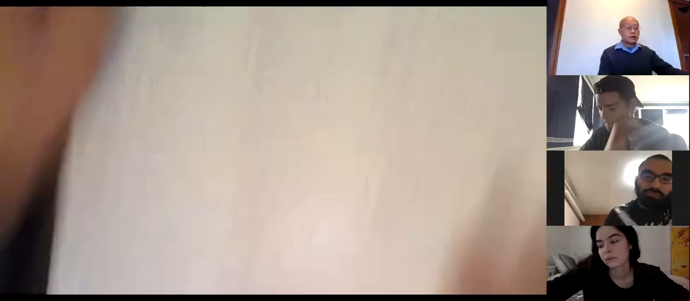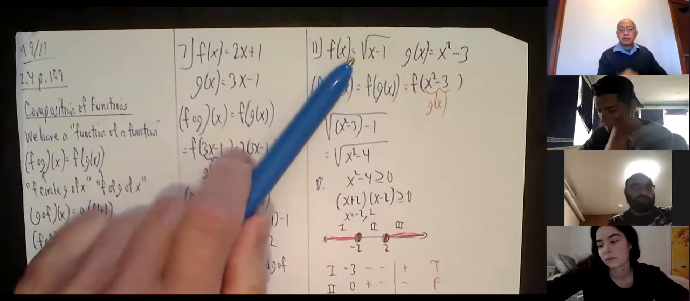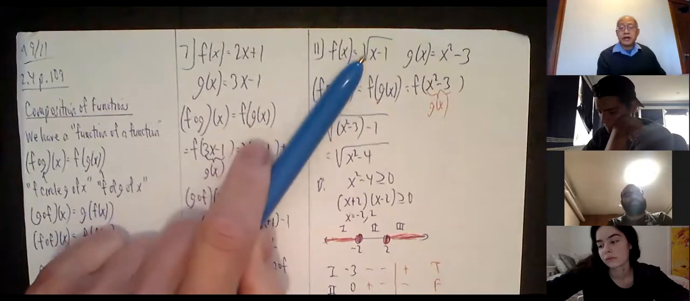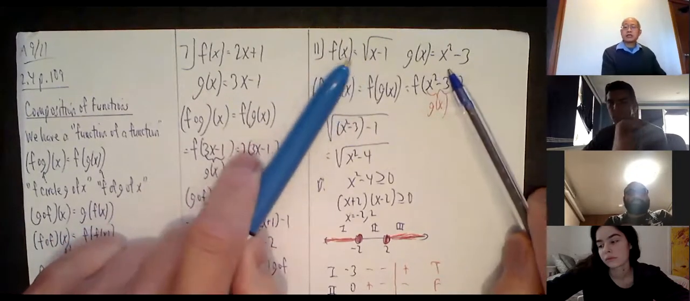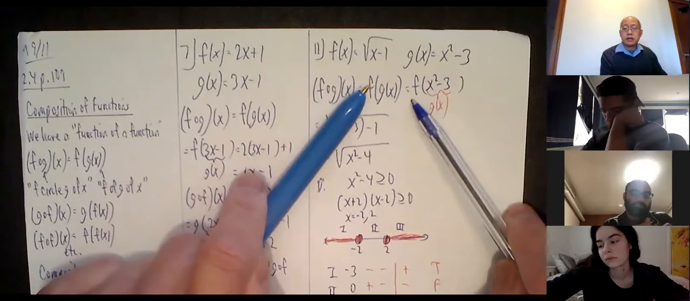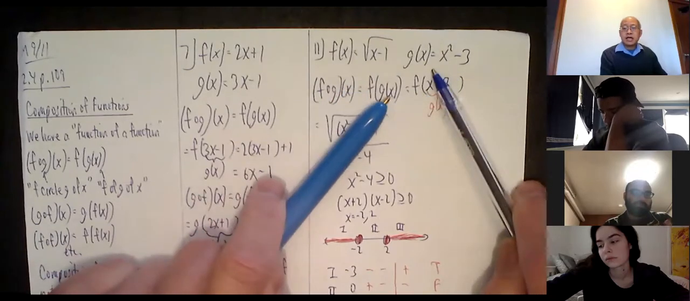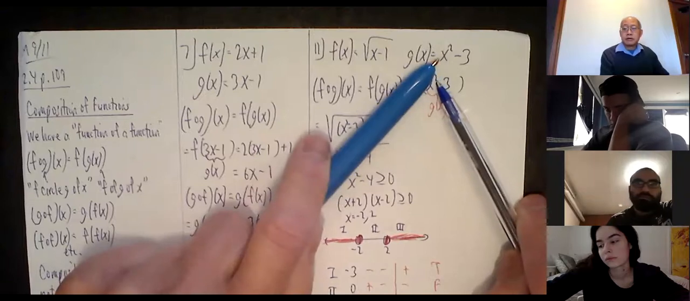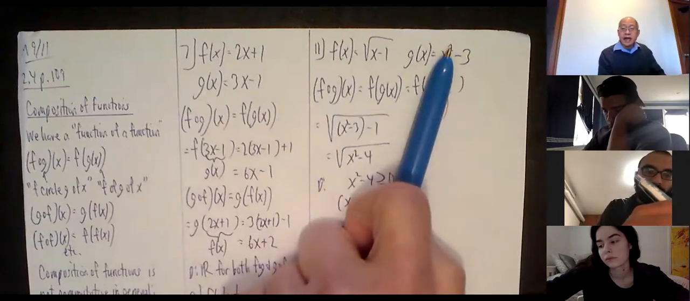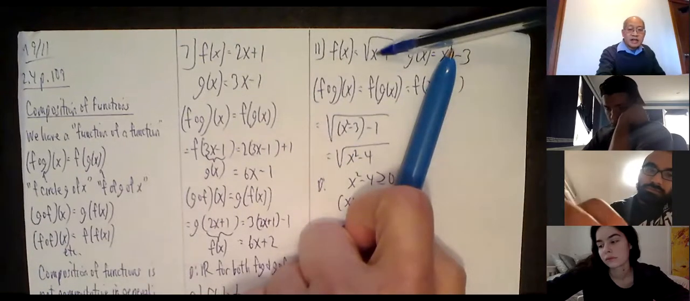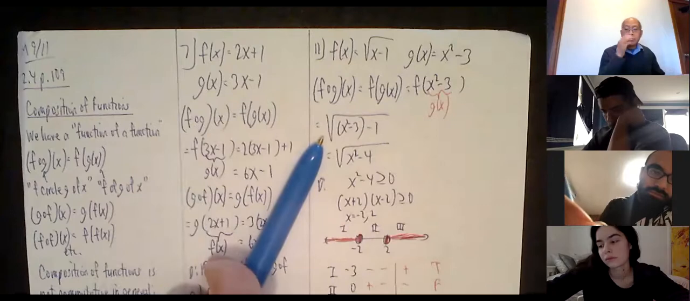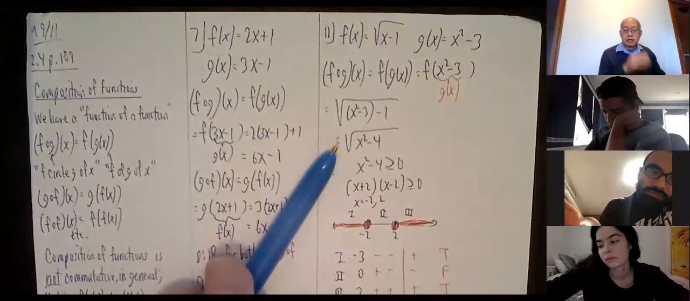All right, then number 11 is a little bit harder because it's the square roots. It's a little bit tougher. So 11, f of x is square root of x minus 1. G of x is x squared minus 3. So f circle g of x, f of g of x. So f of parentheses, next step, don't write g of x, write what it's equal to. Well, it's x squared minus 3. Okay, and now that thing behind the blue pen goes right in here, right? So the mess behind my pen goes right there. So x squared minus 3 minus 1, and that comes out to be the square root of x squared minus 4.